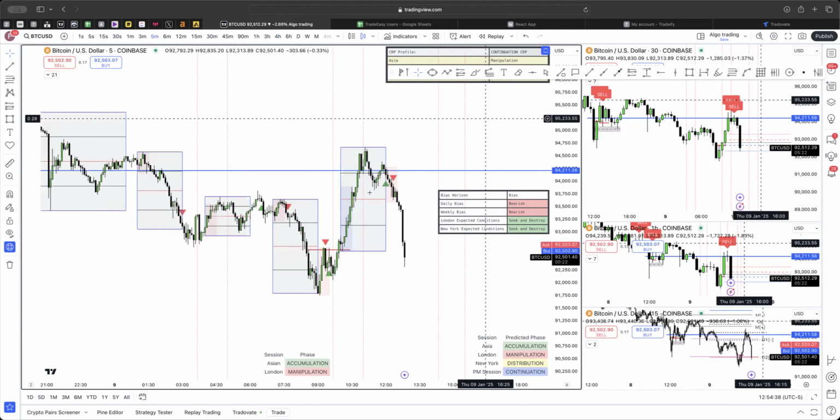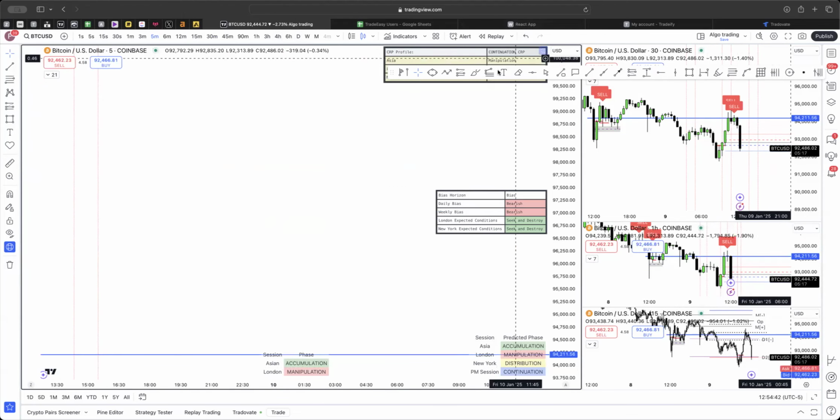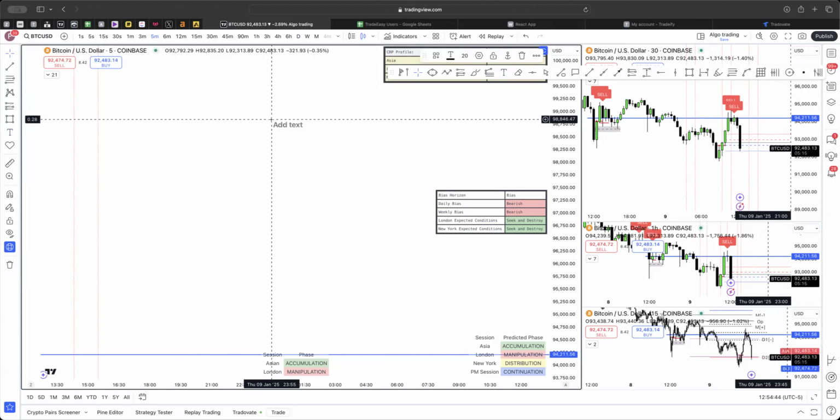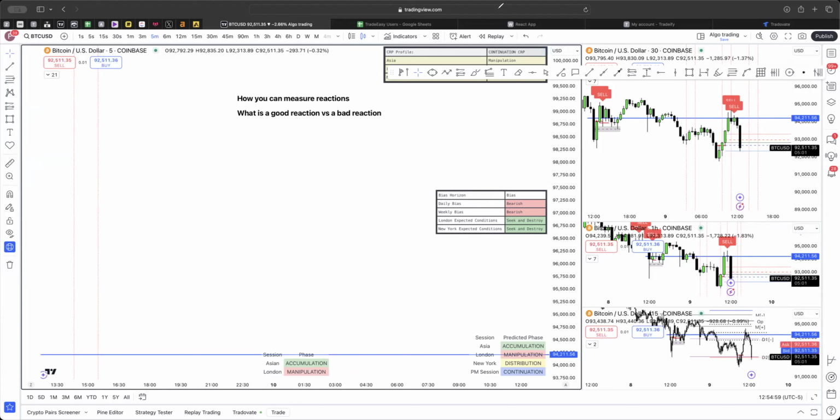Okay. So today's topic is going to be this: how you can measure reactions. What is a good reaction versus a bad reaction? Okay. Now, of course, this is fractal, right? So let me get right down to it.